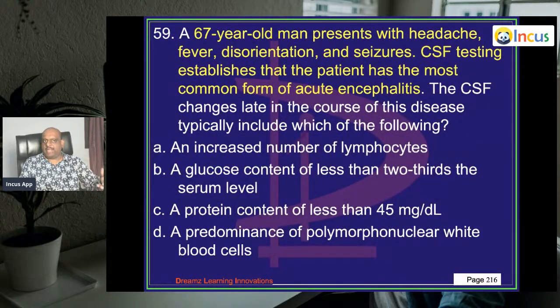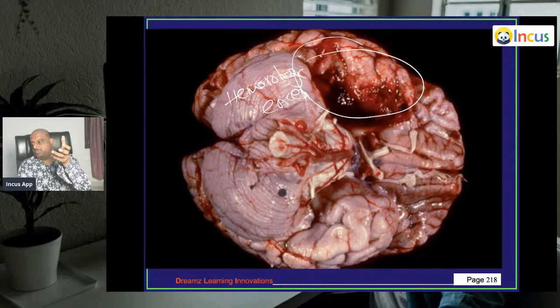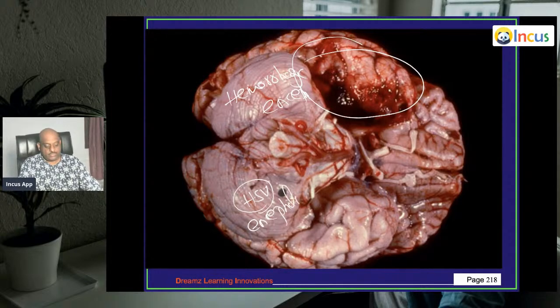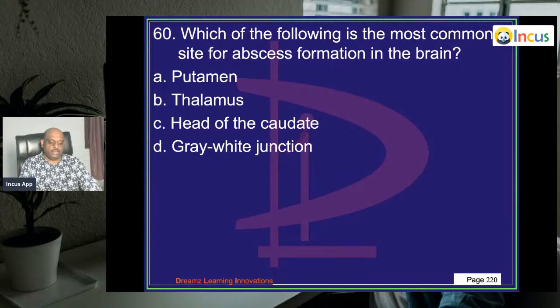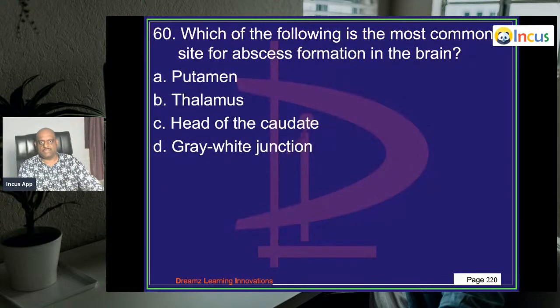Headache, fever, disorientation, seizures, acute encephalitis. When you see an elderly person, temporal lobe involvement, hemorrhagic infarction, hemorrhagic encephalitis involving the uncus of the temporal lobe. That is the property of herpes simplex virus encephalitis is what I want to underscore to all of you. That's the reason always, viral encephalitis means there is an increase in the number of lymphocytes.